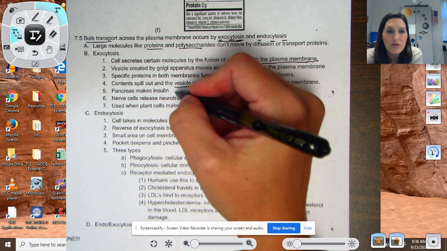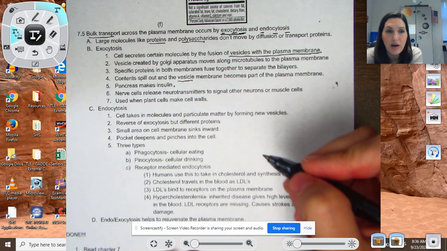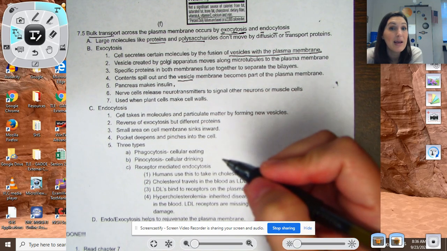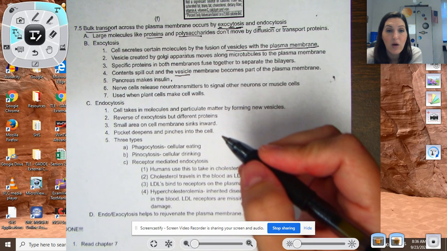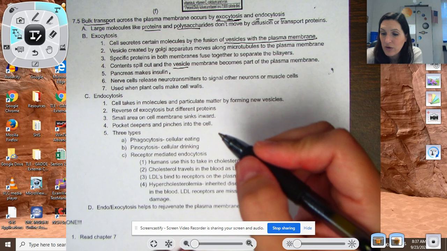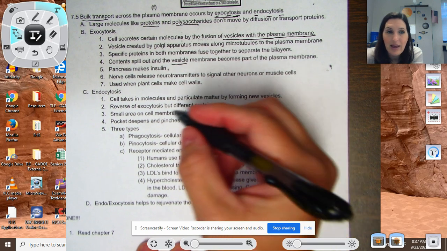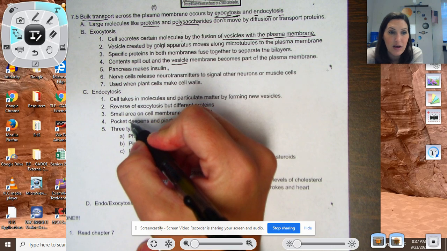All right. The pancreas also makes insulin this way. So when sugar comes into the body, the pancreas knows it needs to make more insulin, and this is going to be done the same way. It takes a lot of energy to do this. This is active transport still, using energy.